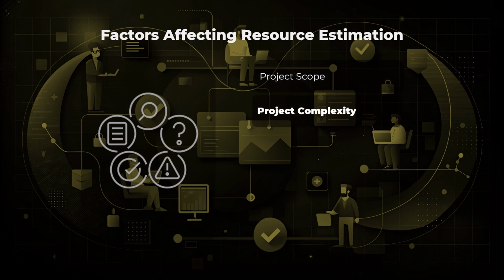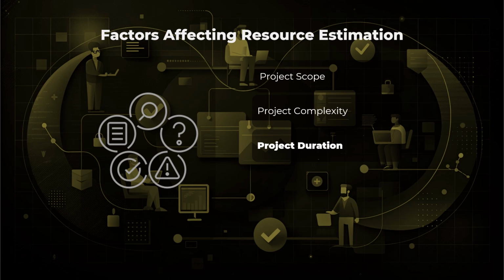Project complexity. Projects vary in complexity based on factors such as technology involved, interdependencies between tasks, regulatory requirements, and organizational structure. Complex projects typically require more resources due to the increased coordination, specialized skills, and risk management efforts involved. Accurate resource estimation for complex projects requires a thorough understanding of the intricacies involved and the potential challenges that may arise.